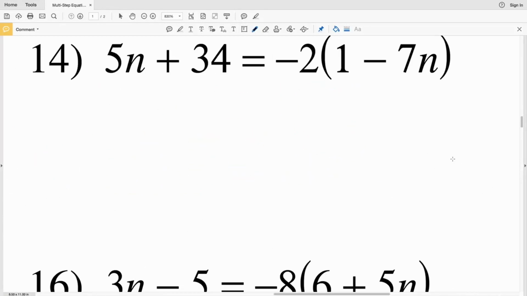This will be the last problem in this video, and then in the next video we'll go ahead and complete the worksheet. So 5n plus 34 equals negative 2 times 1 minus 7n.